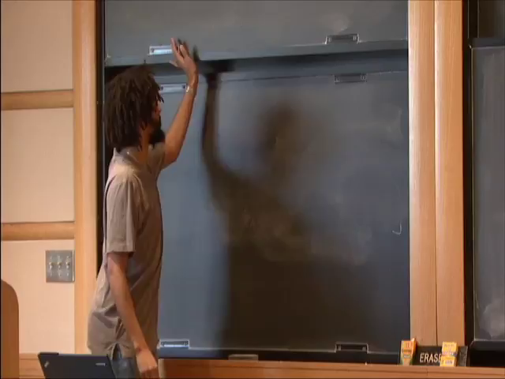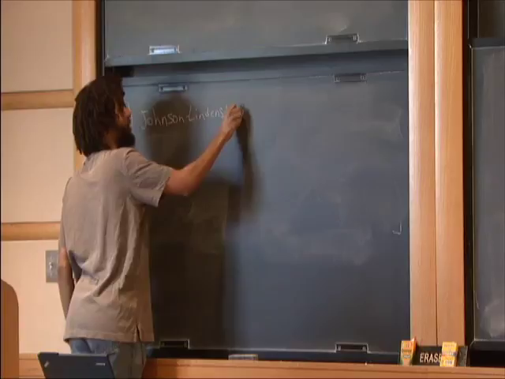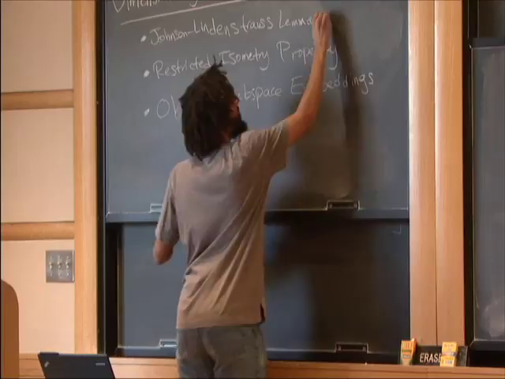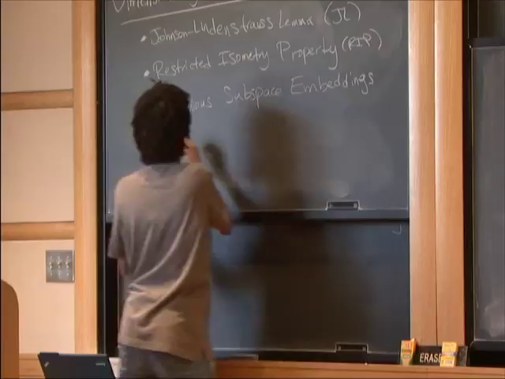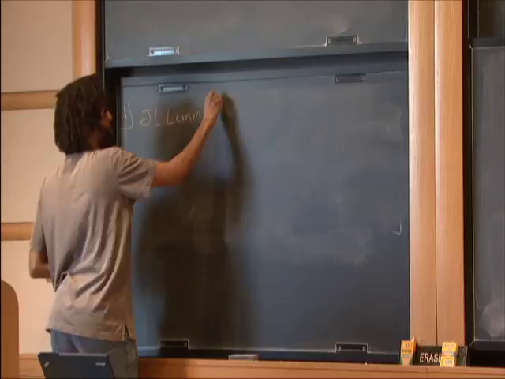So let's start with the first one. So Johnson-Lindenstrauss. Maybe I should give the acronyms here, just because I don't want to write it all the time: this is JL, this is RIP, and this is OSE. So the JL lemma was proven in 1984.